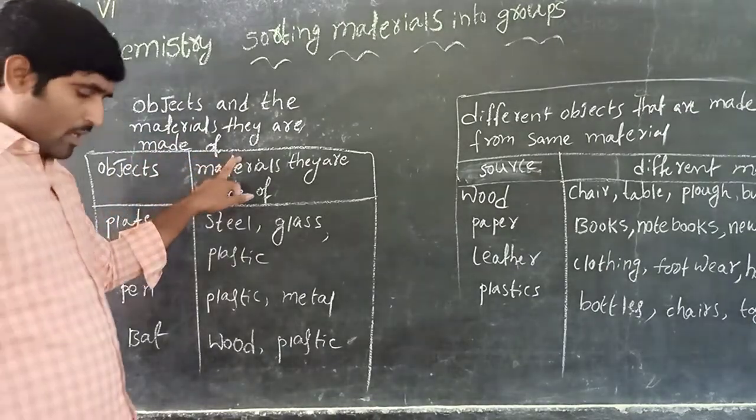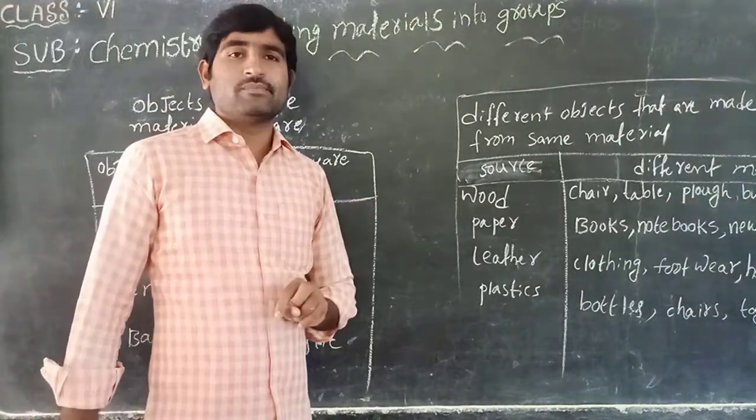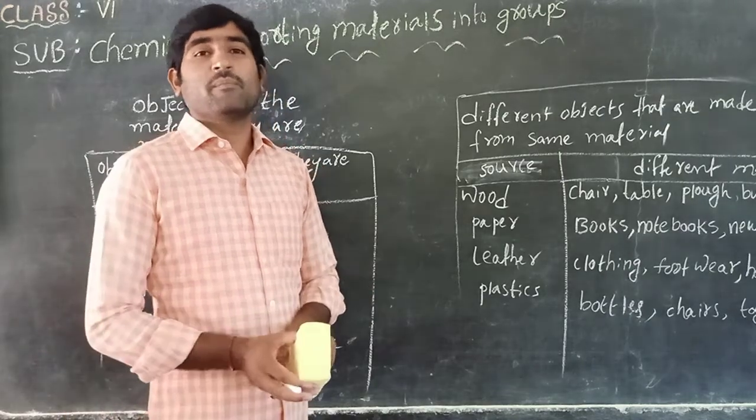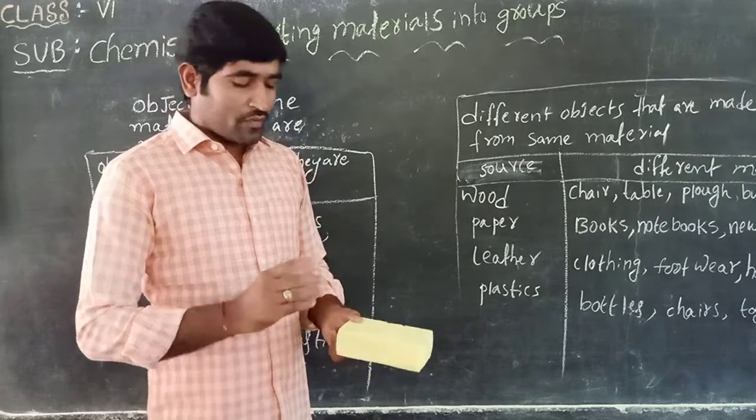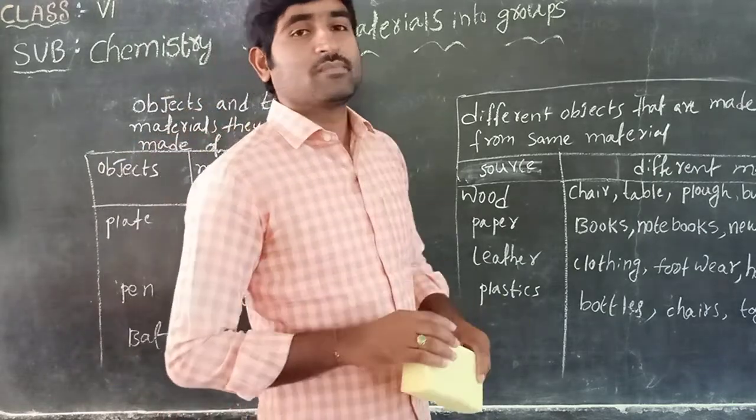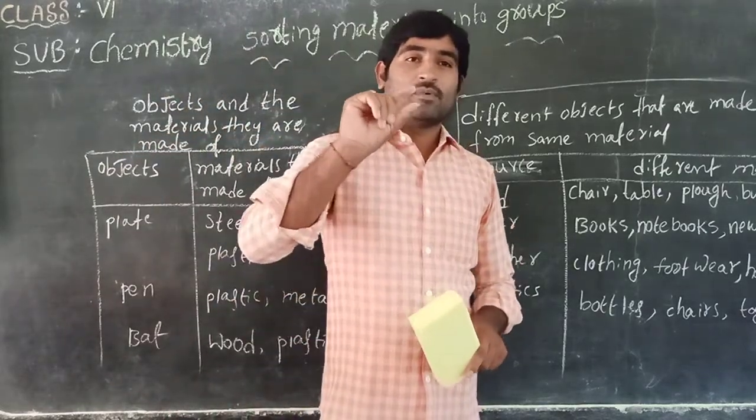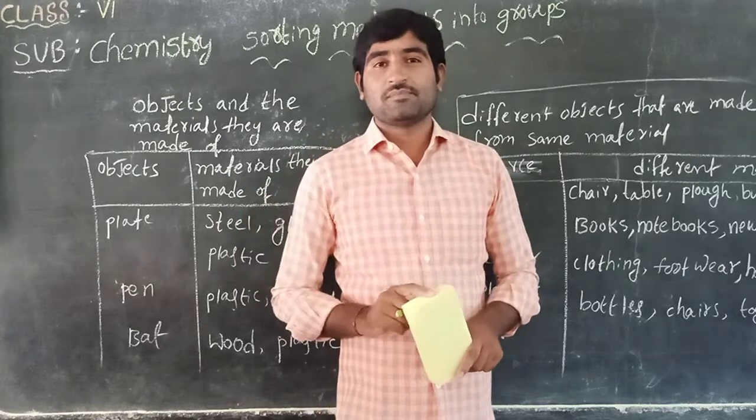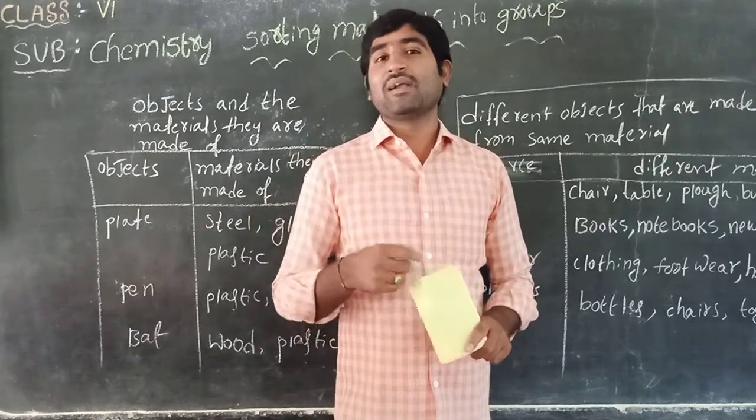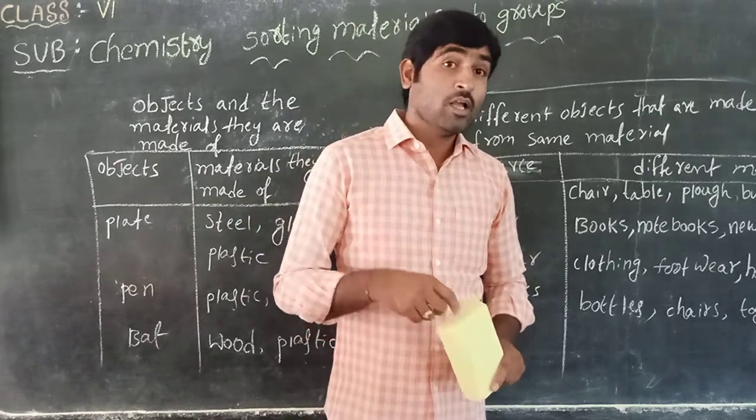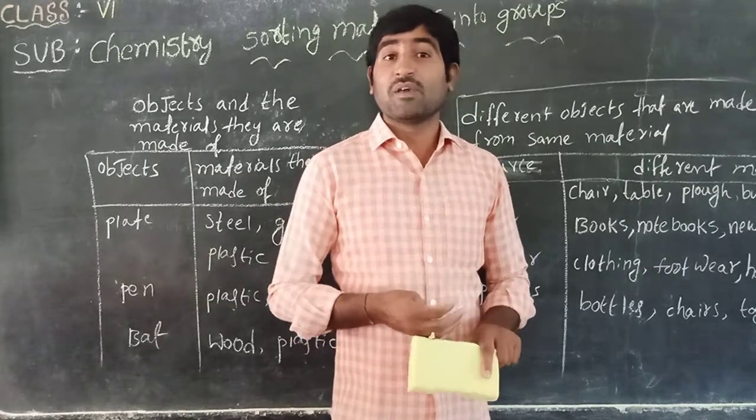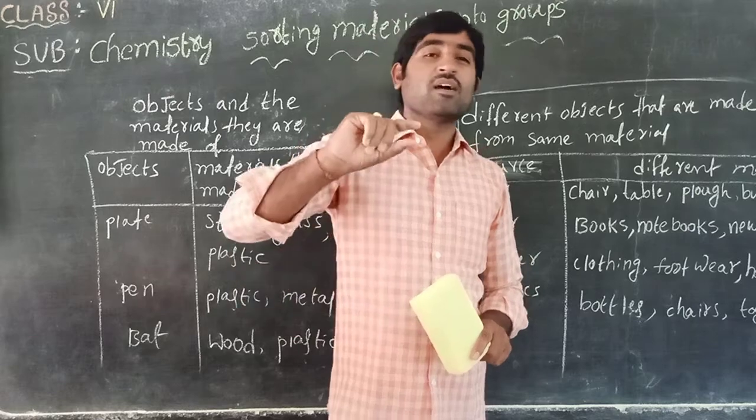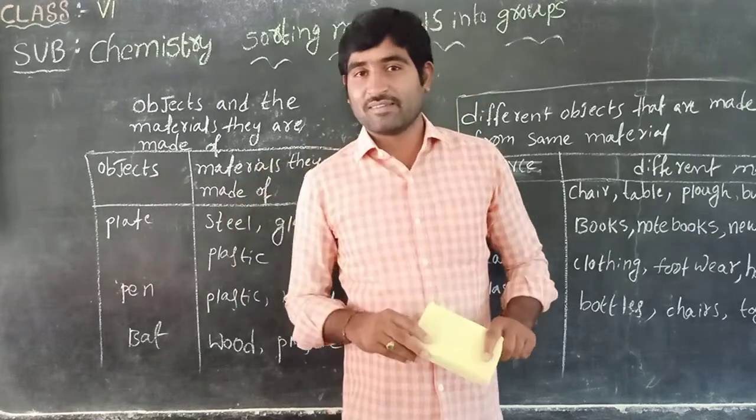That means, for example, if you take one material, that material is made with how many different kinds of sources. For example, if you take one pen, have you seen the body of the pen? That body is made up of which material? Plastic. Ask your parents which kind of pens they used at that time. Maybe the body of the pens was made with metals.